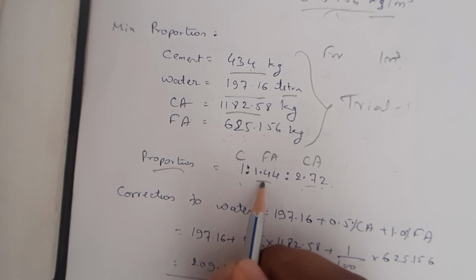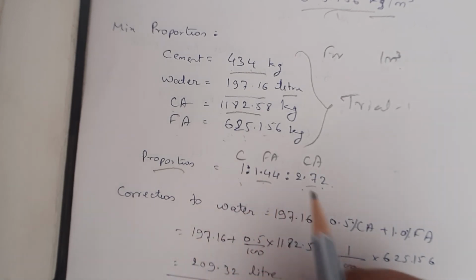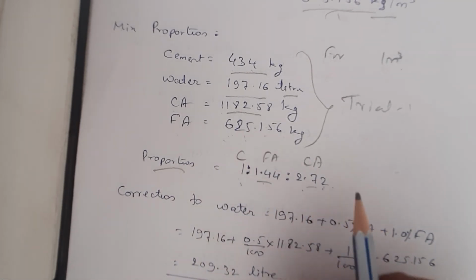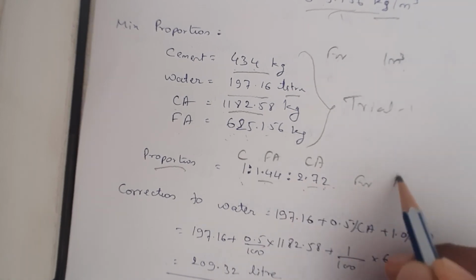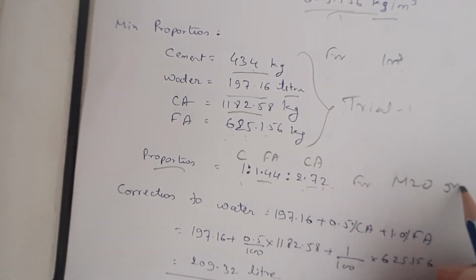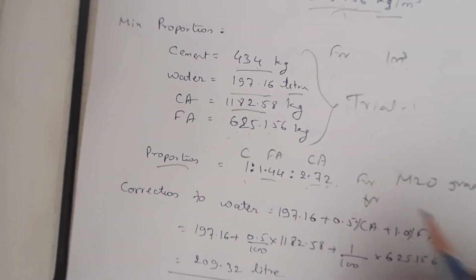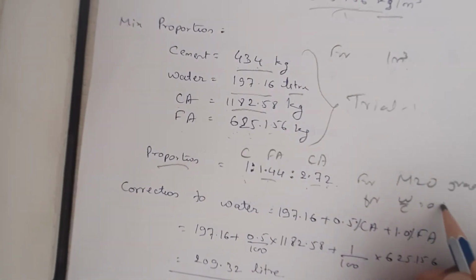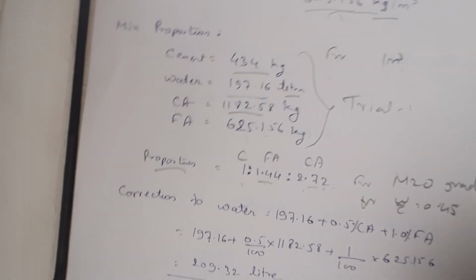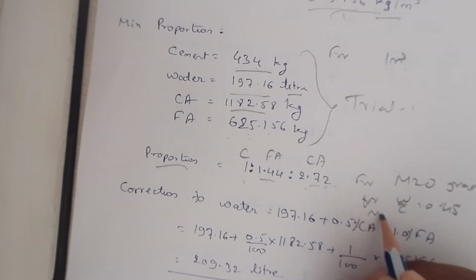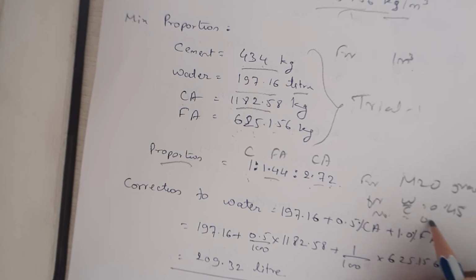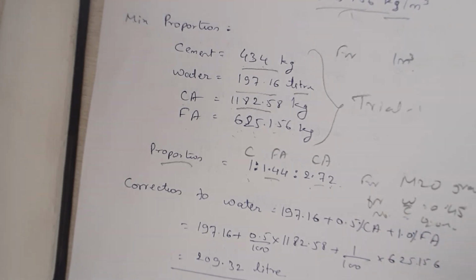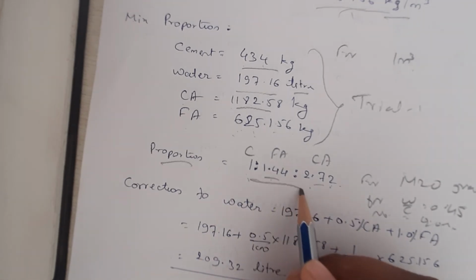So 1:1.44:2.72 is for the M20 grade concrete, as per the water cement ratio of 0.45, nominal size of the aggregate of 20 mm, and other criteria. And this will become the water proportion.